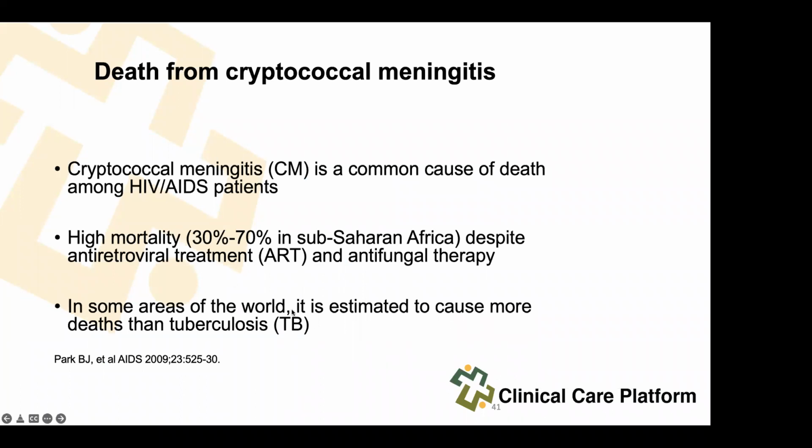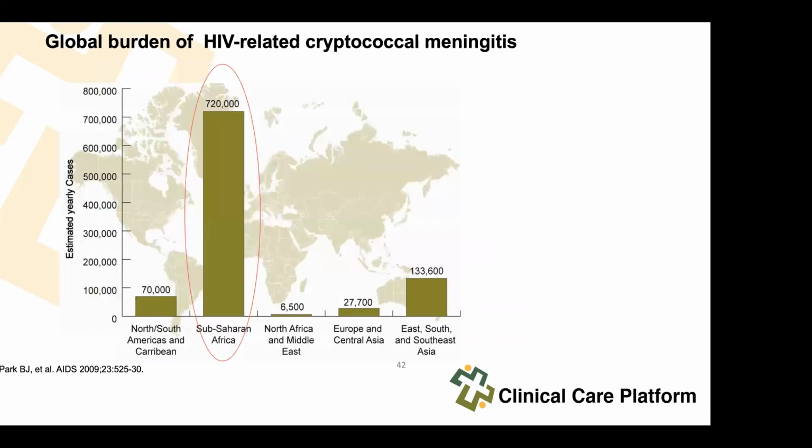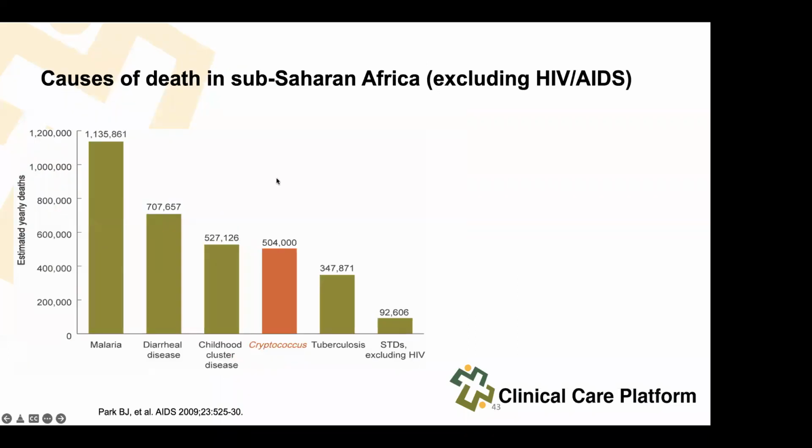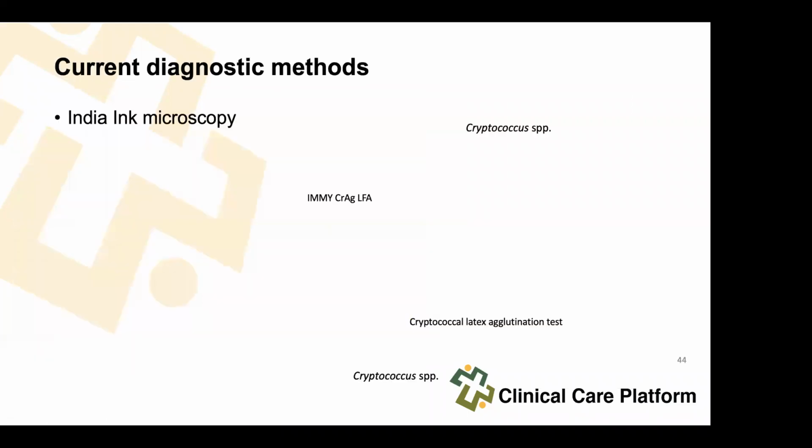In certain regions, it is believed that crypto causes more deaths than TB. You can see most infections happen here in the sub-Saharan region, where you and I live. You can see it is a significant contributor to deaths, and probably more than TB as well in sub-Saharan Africa. So it is quite an important infection for us to talk about.